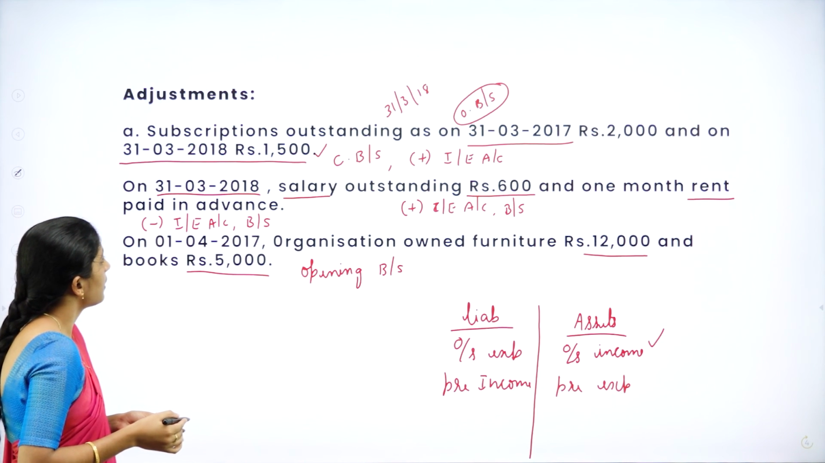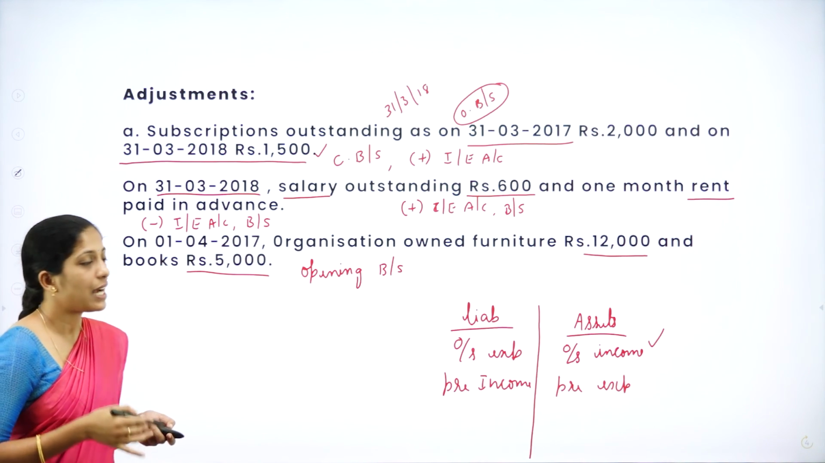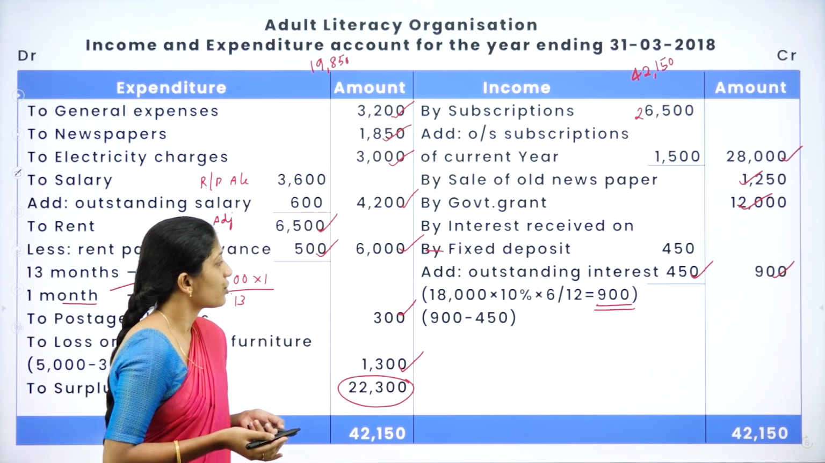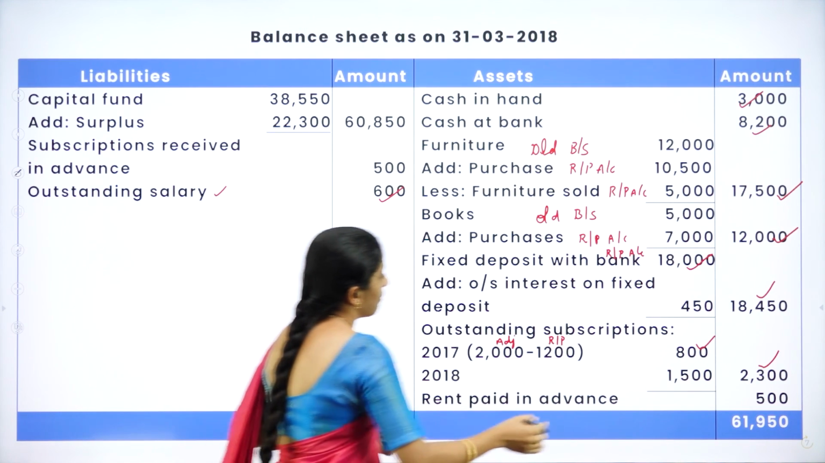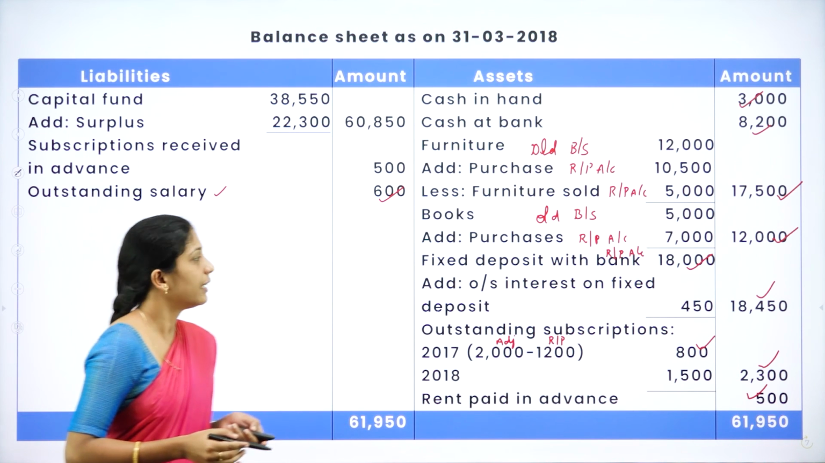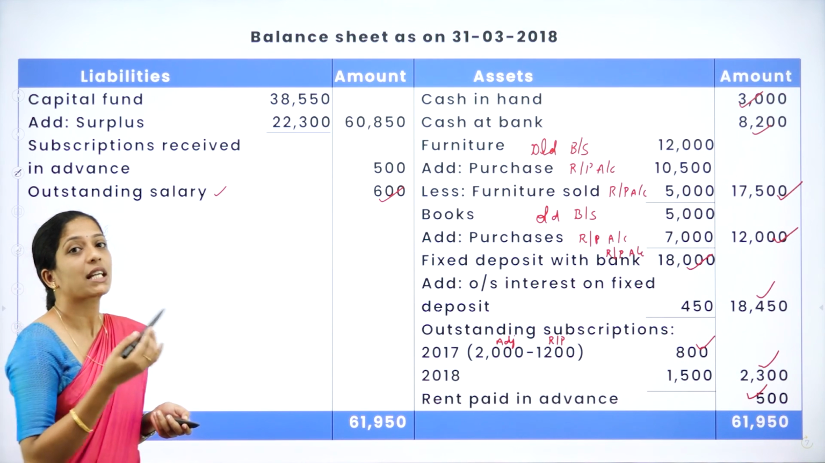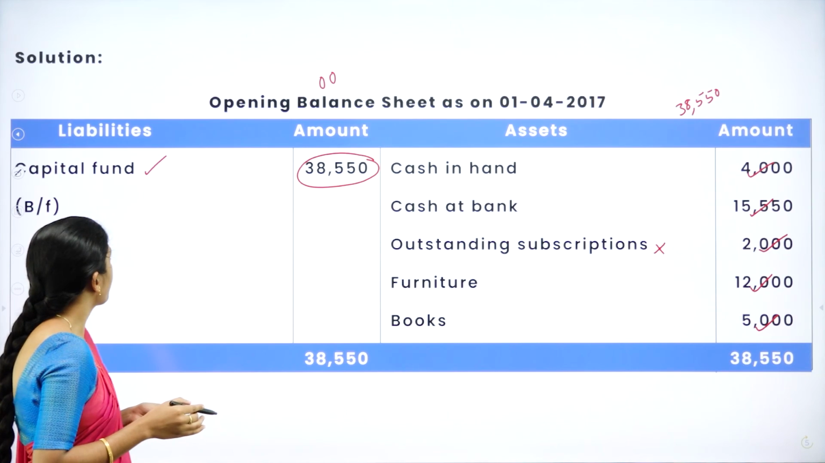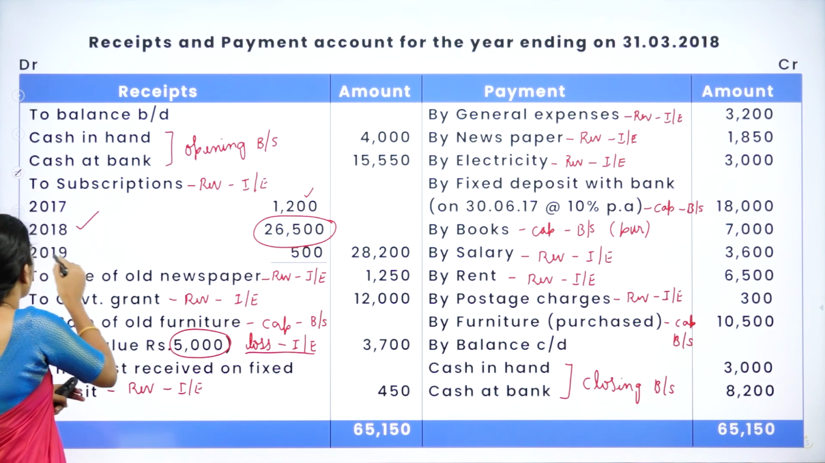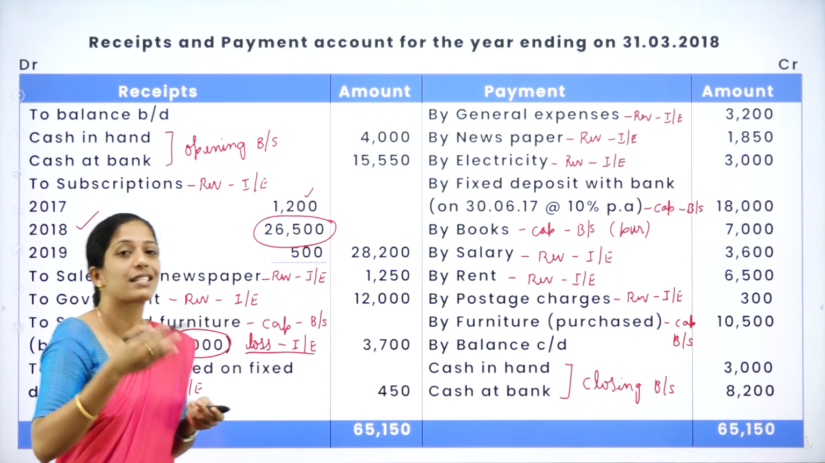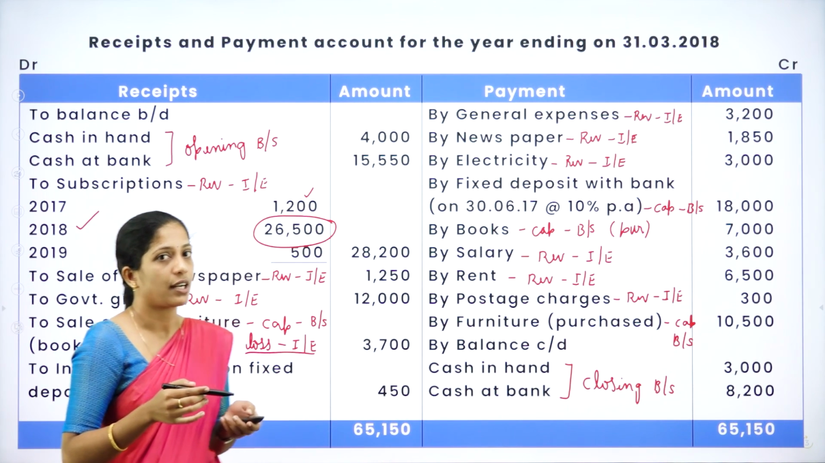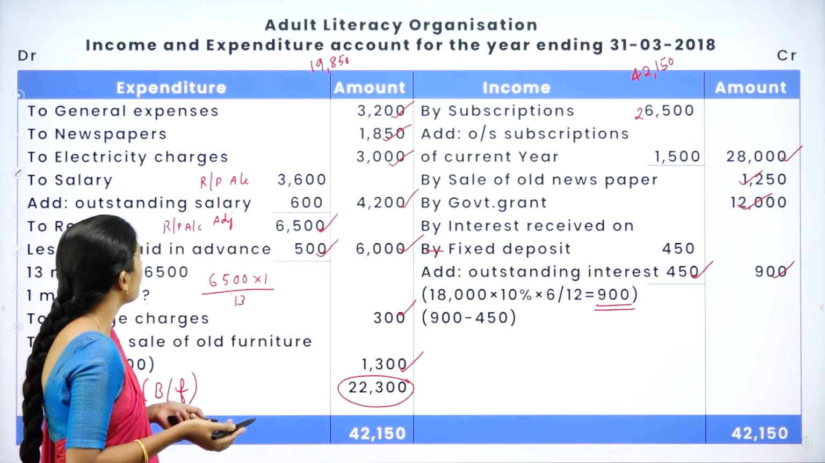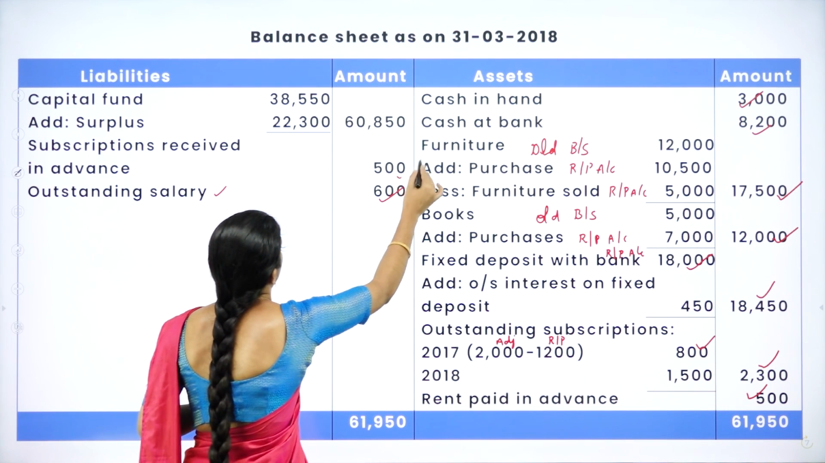Next adjustment is 1 month rent received in advance. So where we are going to record? So it means what? Prepaid expenses. So it is an asset. So rent paid in advance 500 here. Next we are having subscription received in advance of the current year. So where we got this amount? So they have given 2019 subscription, it means what? We are going to receive in advance. So how much? 500. So we have to record that 500 also as subscription received in advance in the balance sheet. So subscription received in advance 500.